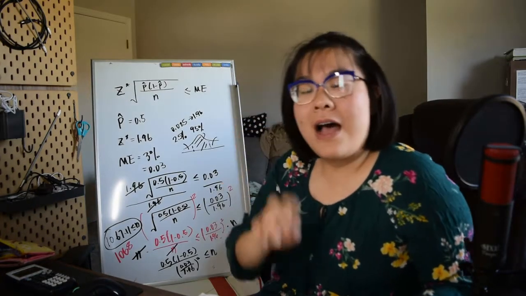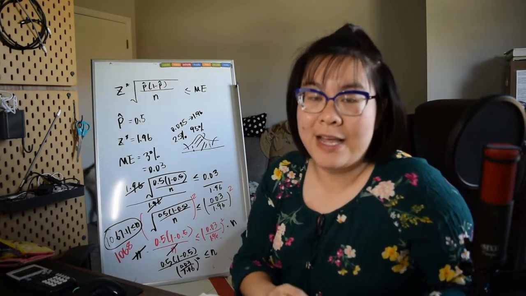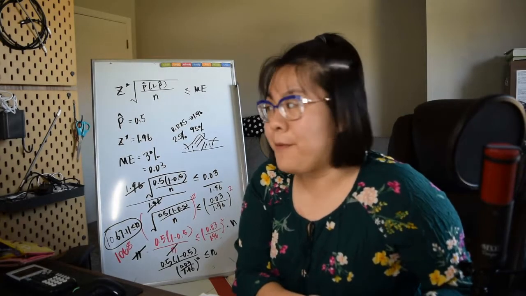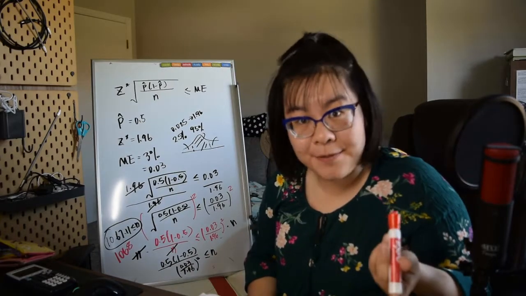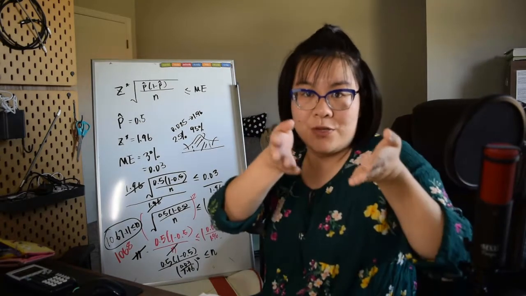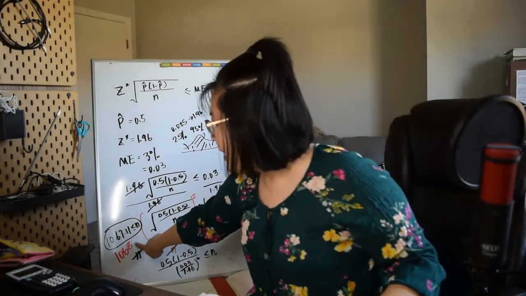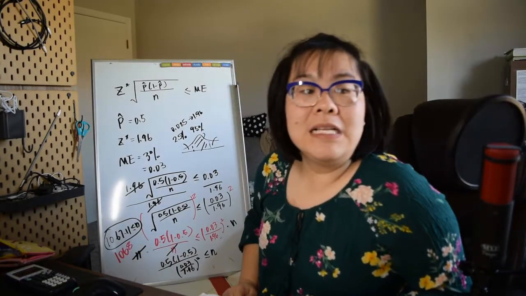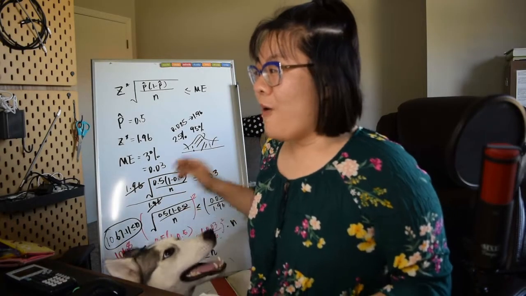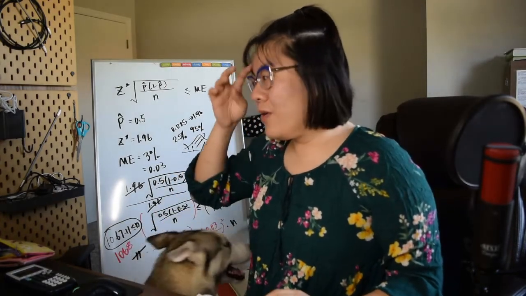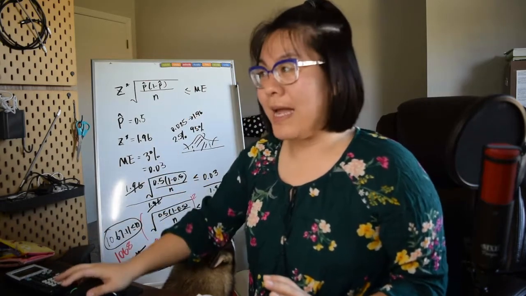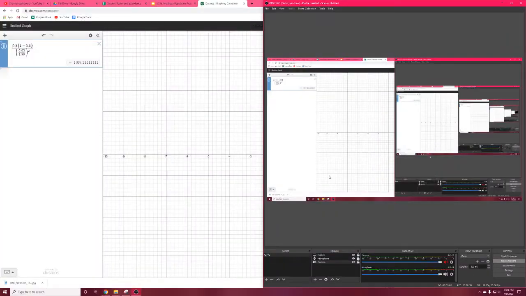Okay, so if the company wants to get their result within 3% of their guess, which is 50%, they want their result in between 47 to 53, they need at least 1,068 samples. I'm sorry, my dog is distracting me. Okay, all right, so I will erase the whole thing. We're gonna try another one.